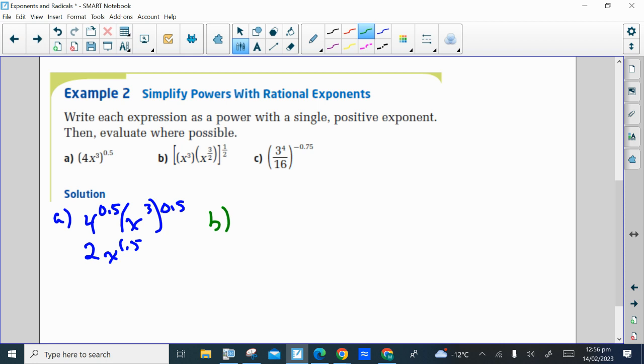Question B, I'd work inside the big square brackets first. You're multiplying powers with the same base. The law says you add the exponents and keep the base the same. So you're going to add 3, which is 3 over 1. You're going to add that to 3 over 2.